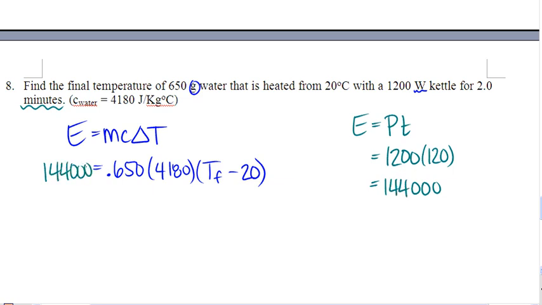I'll let you go run the math here. Try and shorten up this video. You will find, once you crunch the numbers, that your final temperature should be 73 degrees.